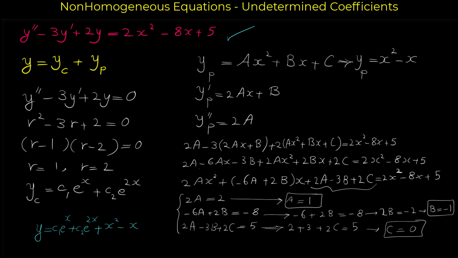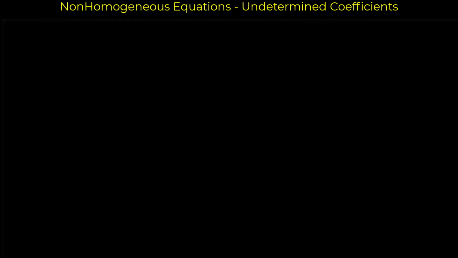Now that we are a bit familiar with the method of undetermined coefficients, let me show you how we can apply the method of undetermined coefficients for any non-homogeneous differential equation in general. The general form of a non-homogeneous second order differential equation is something like this: ay double prime plus by prime plus cy equals f of x. In the previous example, f of x was a polynomial of degree 2.